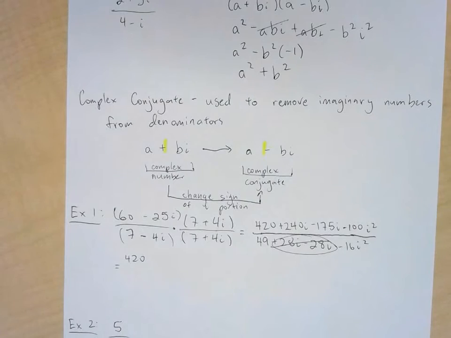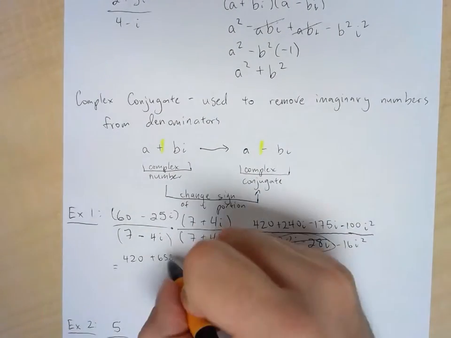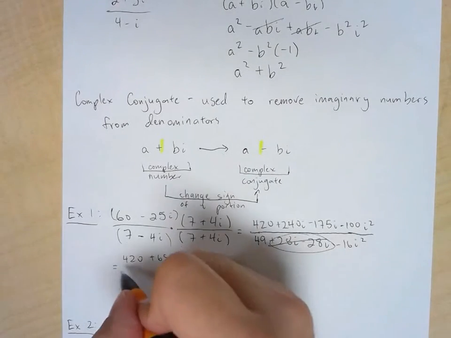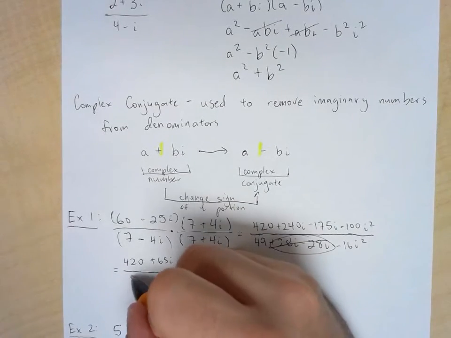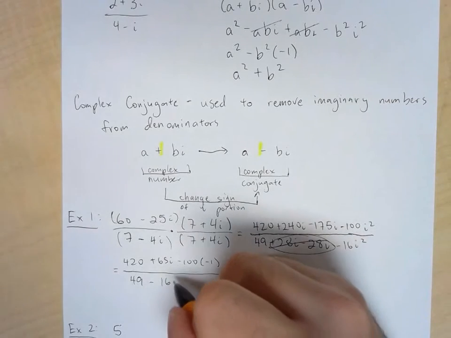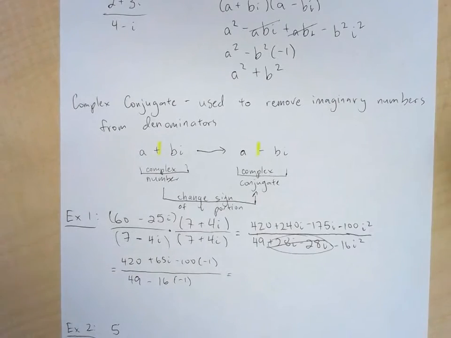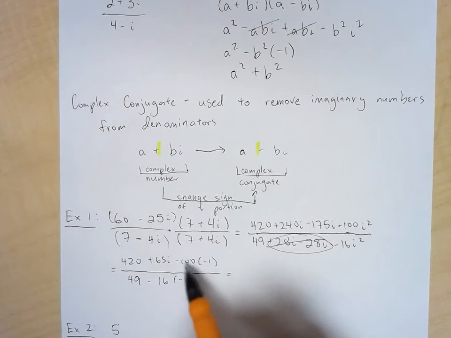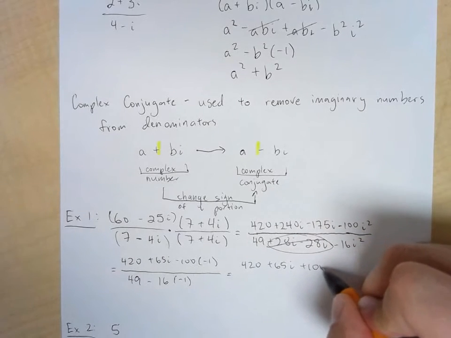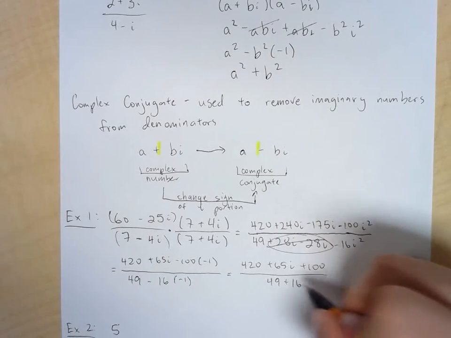240 minus 175 is going to give us plus 65i minus 100 times negative 1. Again, i squared is equal to negative 1. All divided by 49 minus 16. And then this i squared is also equal to negative 1, so we're just going to multiply that as well. So let's simplify one more step. I notice I can make this a positive, so this is positive 100. So I get 420 plus 65i plus 100, all divided by 49 plus 16.